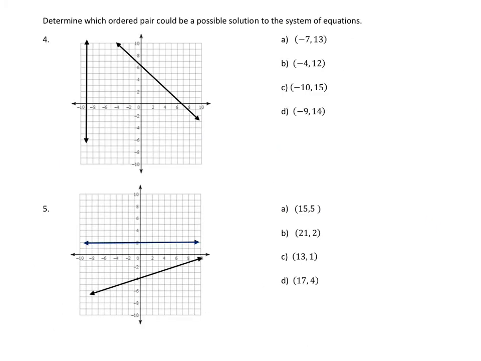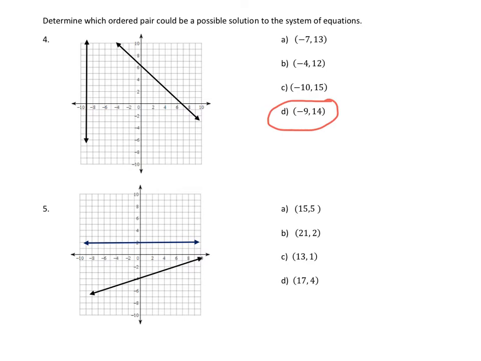Okay, questions 4 and 5 are very similar. Really all you need to do for these graphs is look at either the vertical line or the horizontal line. For graph number 4, the vertical line is where x equals -9. So it really doesn't matter where those two lines intersect. The x value is going to be -9. Well, we only have one of our answer choices where x is -9, and that's our answer choice D.